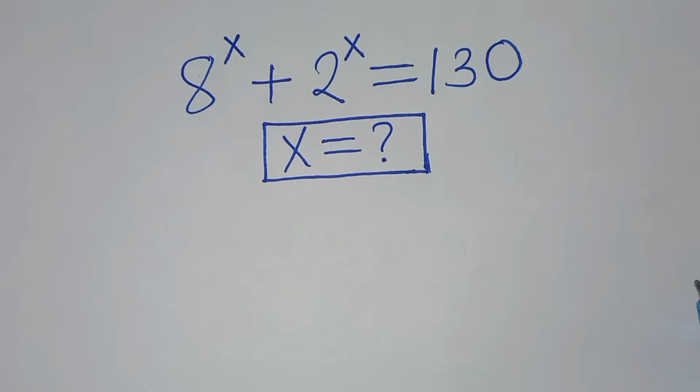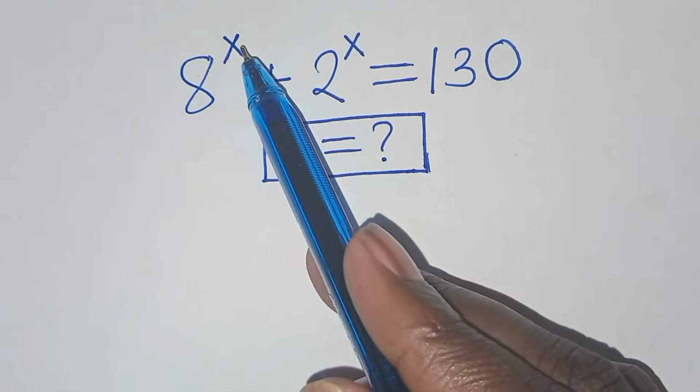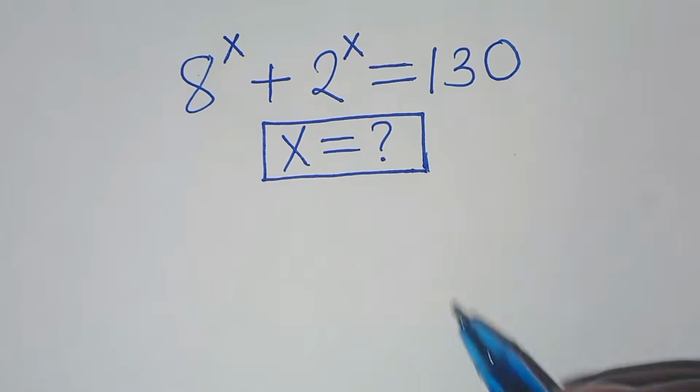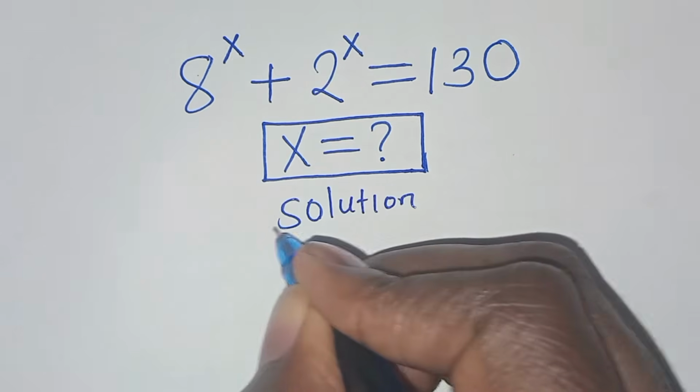Hello everyone, you're welcome to solve this nice exponential equation, which is 8 to the power x plus 2 to the power x. This is equal to 130. What is the value of x? Now let's present the solution here.